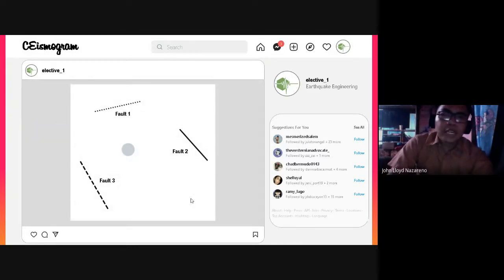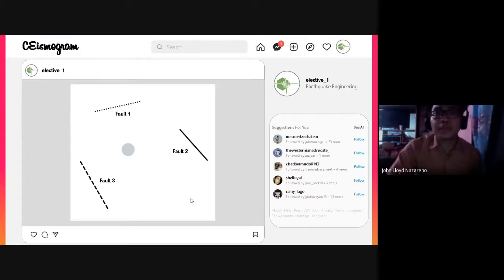So, good morning, everyone. Today I will be discussing attenuation relationships. This topic will revolve around ground motion parameters and their relationship in predicting earthquakes, or at least their effect in our structures. The first task for us engineers is securing the safety and soundness of our structure.